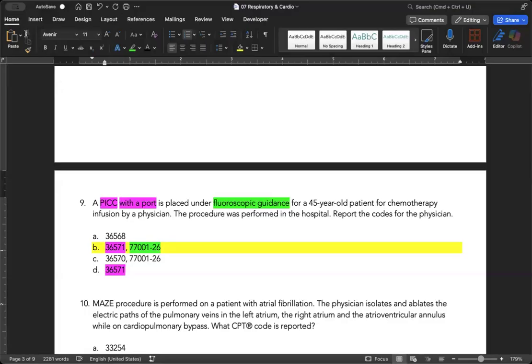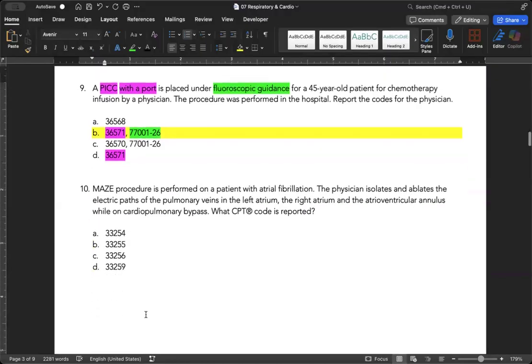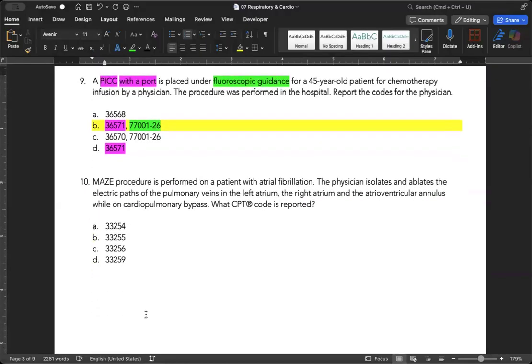All right. Let's do the very last one. Number 10. So the maze procedure is performed on a patient with atrial fibrillation. The physician isolates and ablates the electric path of the pulmonary veins in the left atrium, the right atrium, and then the atrioventricular annulus while on cardiopulmonary bypass. So to be totally honest, they're all right there together, right? So 33254, 55, 56, 59.